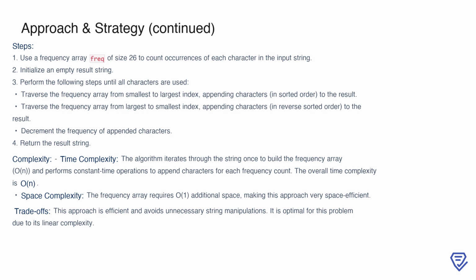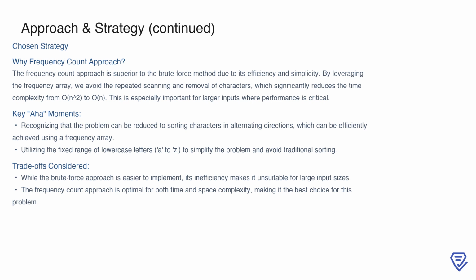With a single iteration to build the frequency array and a constant time lookup for each character, the time complexity of the entire process is O(n). Additionally, the fixed size of the frequency array means the space complexity is O(1), making this approach both time and space efficient. The frequency count approach is the strategy of choice for this problem due to its efficiency and simplicity.